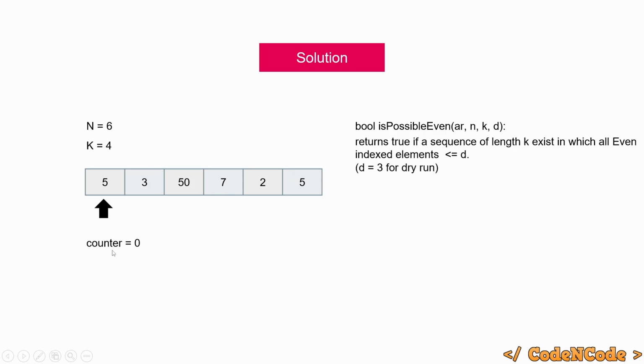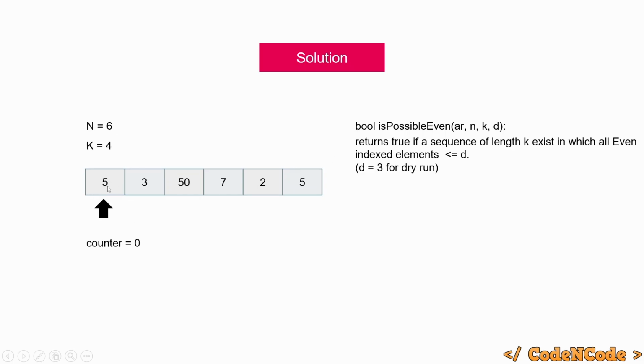All right. So initially, how many elements have I found in my valid subsequence? 0. Now we are running a for loop over all of the elements of this input array. So now I'm at this index. Since counter is equals to 0, this is going to be the first element of my subsequence that I'm going to choose of length 4. I'm looking for even subsequence.